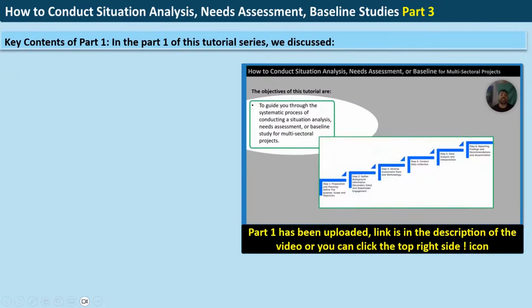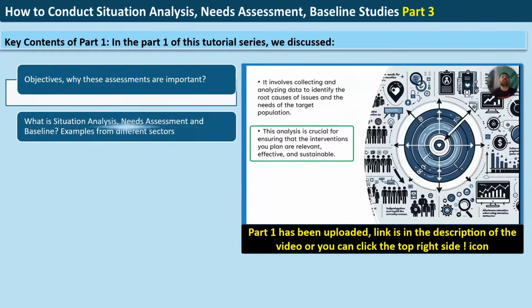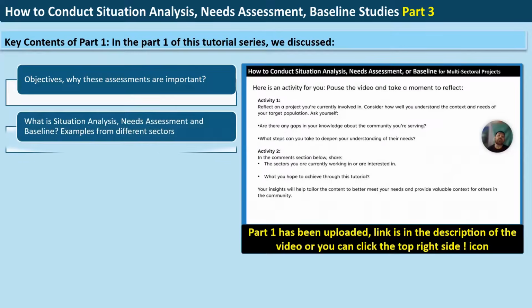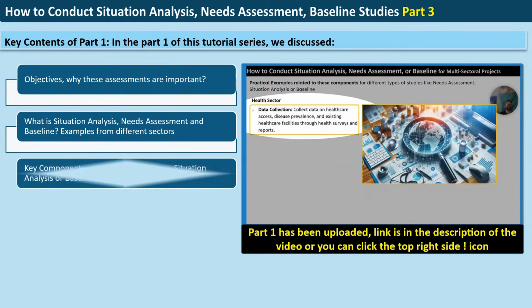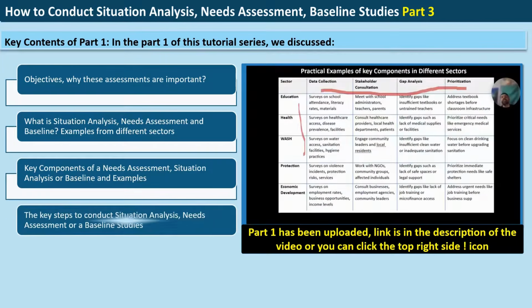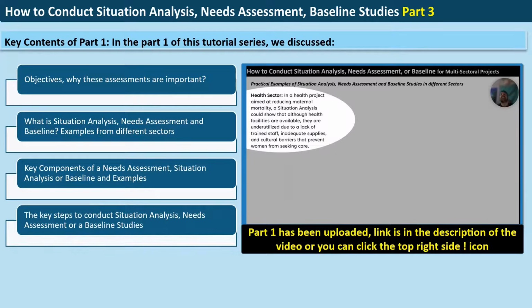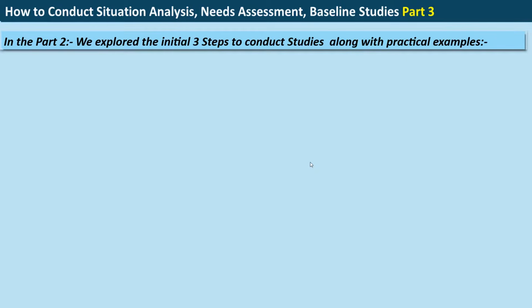In part 1, we discussed objectives, why these assessments are important, what situation analysis, needs assessment, and baseline are, examples from different sectors, key components of a needs assessment, situation analysis or baseline, and the key steps to conduct them. Then in the second part, we started exploring each step in detail, along with practical examples for different sectors. We covered these steps in the second part.